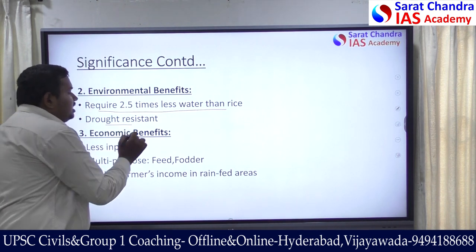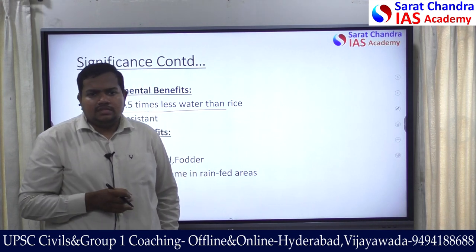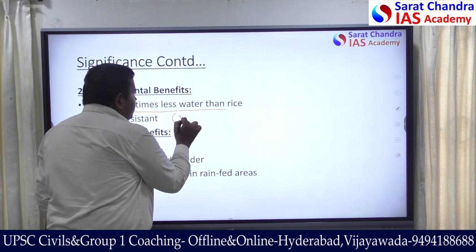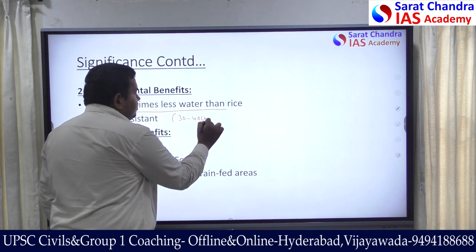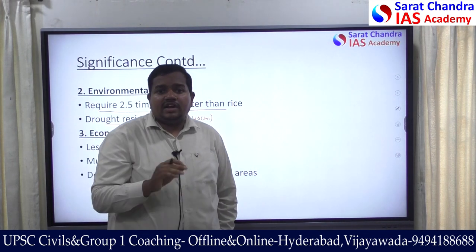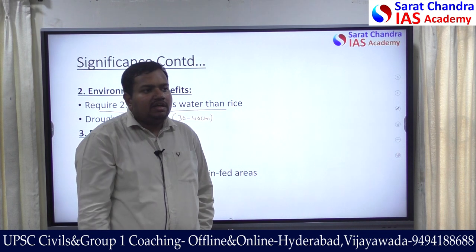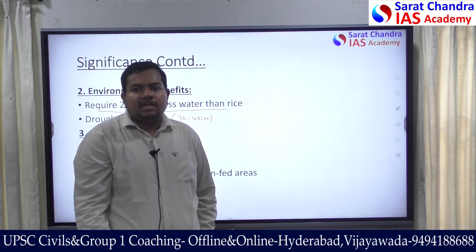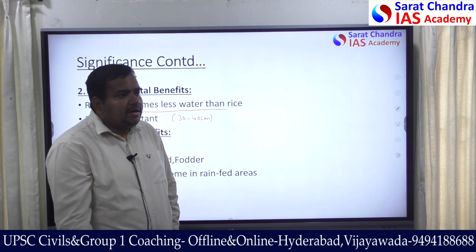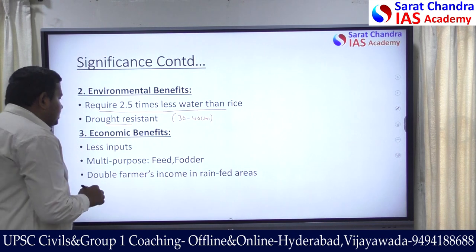Fine. Similarly, drought resistant. And millets require very less rainfall. In general, the requirement of millets will be just 30 to 40 centimeters of rainfall. Even maybe less also. But for rice, we require almost more than 100 centimeters of rainfall. And for wheat also, we will be requiring around 70 centimeters of rainfall on an average. But millets, very less. So they are drought resistant also.